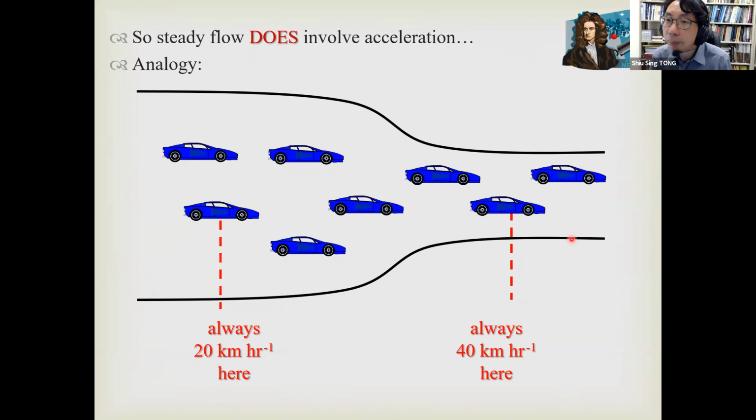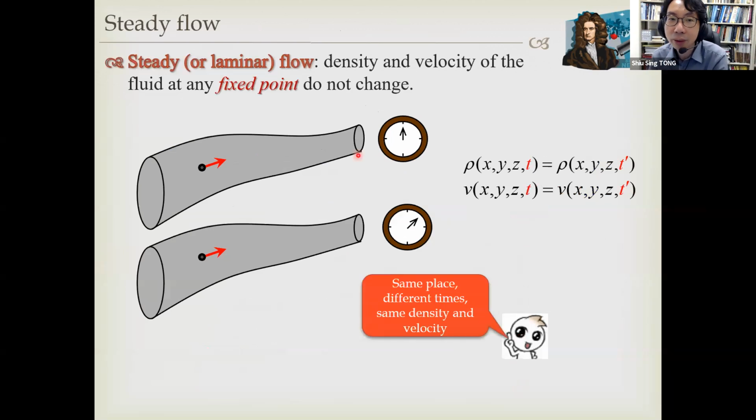But if you are looking at a particular position in the flow, for example this position, this car may pass, and here comes another car. But if you are looking at this position, the car comes and passes, you always get the same velocity of 20 kilometers per hour. When you look at this position, the car comes and goes, but as long as you are looking at this position, the car there always has a speed of 40 kilometers per hour. That is what is called steady flow or laminar flow. Is that clear?